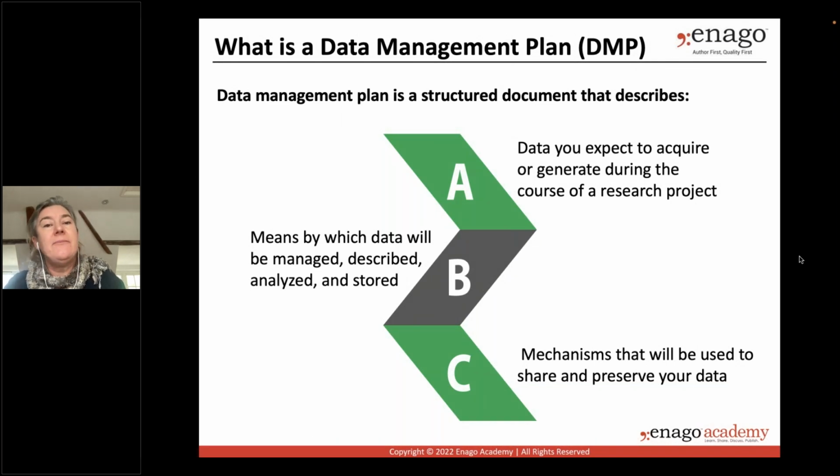So a data management plan is a structured document that describes basically the data that you expect to acquire or generate during the course of a research project. It could well be generated at the beginning, at a concept discussion, or as part of your submission for a particular grant to a funder. The data management plan will also describe the means by which the data will be managed and described, analysed and stored. And it will give details of the mechanisms that will be used to share and preserve the data.